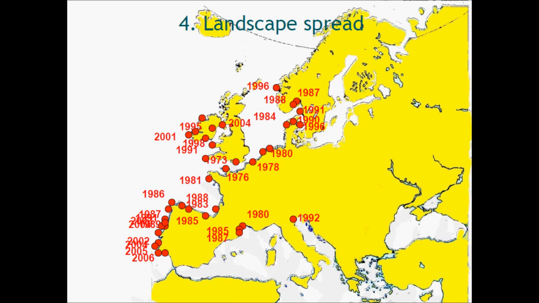Okay, let's go to the last, which is the landscape spread. This is the spread in Europe, started here. See, this appeared here, the famous Thau Lagoon. So this is the spread along the time and along Europe. And so it started here, went north.